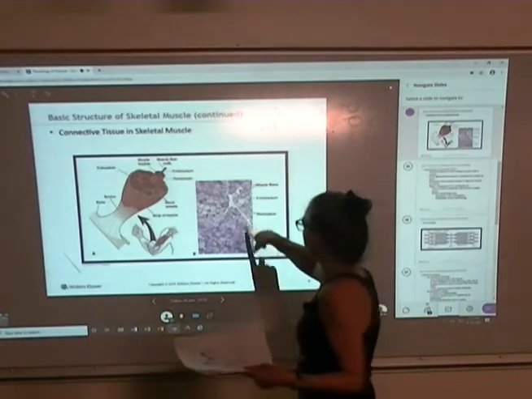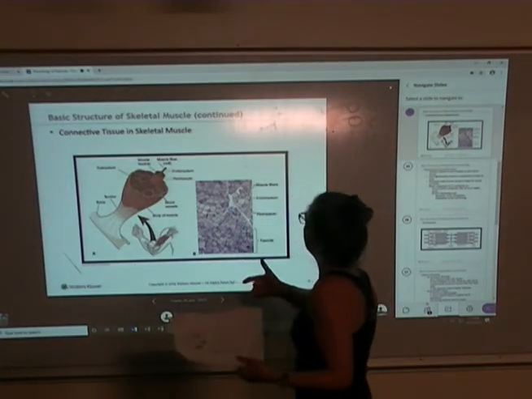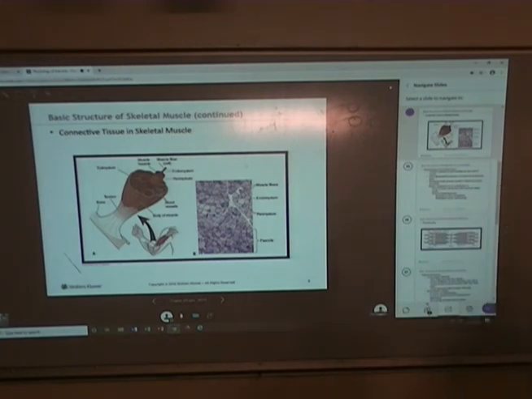On the right here, this is an actual slide, all right? And so you can see the fascicle here, and then each of these little kind of almost circles is a muscle fiber, wrapped around by the perimysium, and then this whole thing would be wrapped around by the epimysium. All right?